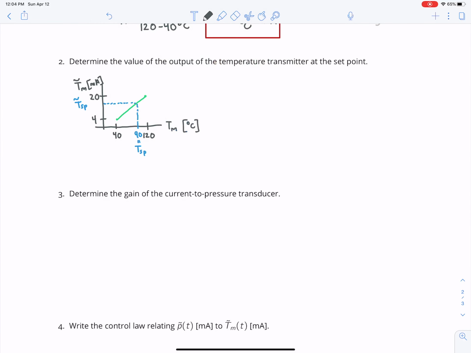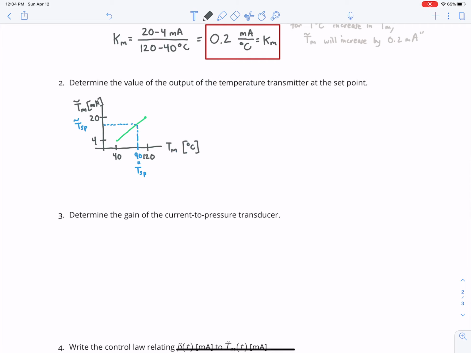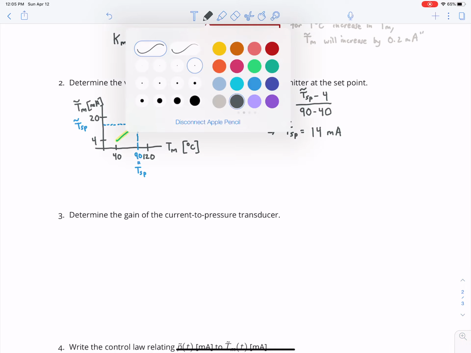All right, and so to do that, it's really a simple algebra problem here, right? So what we can do is set up an equation, Km, that's the slope of that line. There's many ways you can do this, but this is the easiest way I see to do it. So this slope here is the slope of that green line, and that's also the slope of this line right here. And so what I can do is write change in y, which is T set point tilde minus 4, all over 90 minus 40, right? And that gives us an equation for T set point tilde, which we can solve. So that implies that T set point tilde is equal to 14 milliamps.